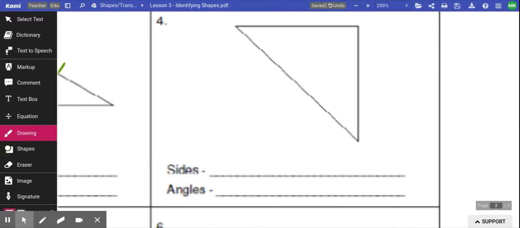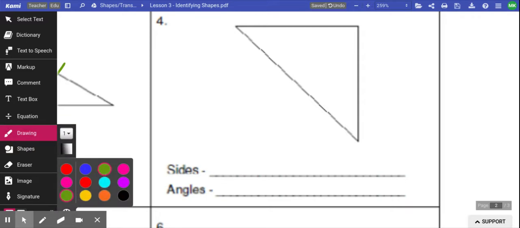Number 4. If I look at that and I want to name it based on its sides, I would say that this side and this side are the same length. We could actually measure them if you had paper and they should be the same. So this would be isosceles. If I want to name it based on its angle, looking at this angle, that is 90 degrees right there. That means this is a right angle triangle.